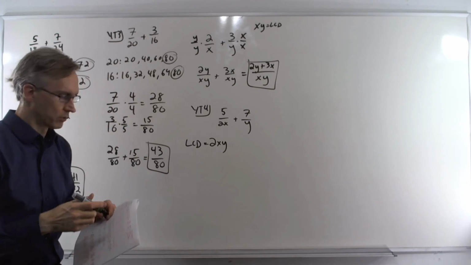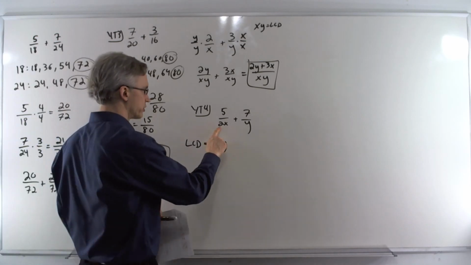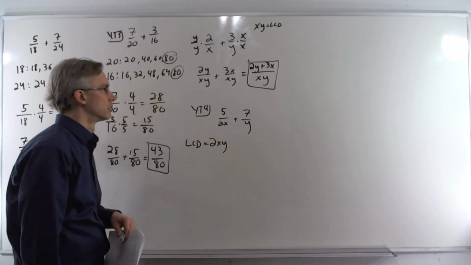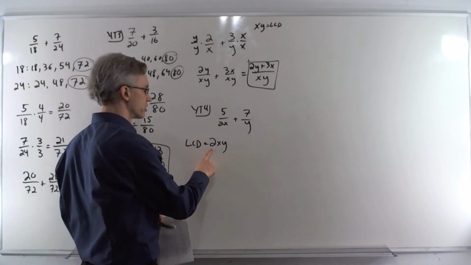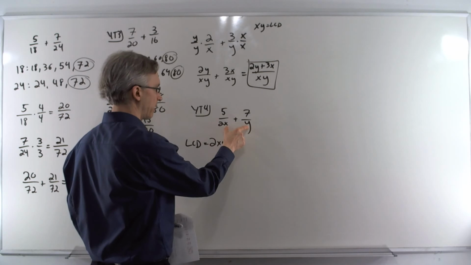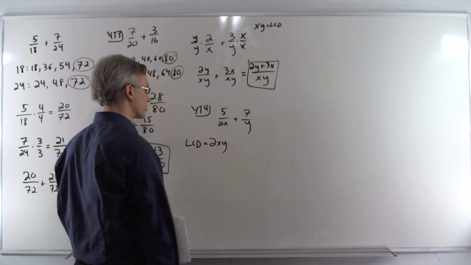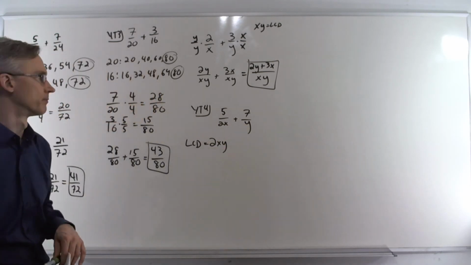So the LCD, we're going to look at the coefficients. We have 2 over here and 1 over here. Least common multiple of 2 and 1 is 2. So our new coefficient is 2. We have 2 distinct bases, x and y. They're both to the first power, so the LCD is 2xy.